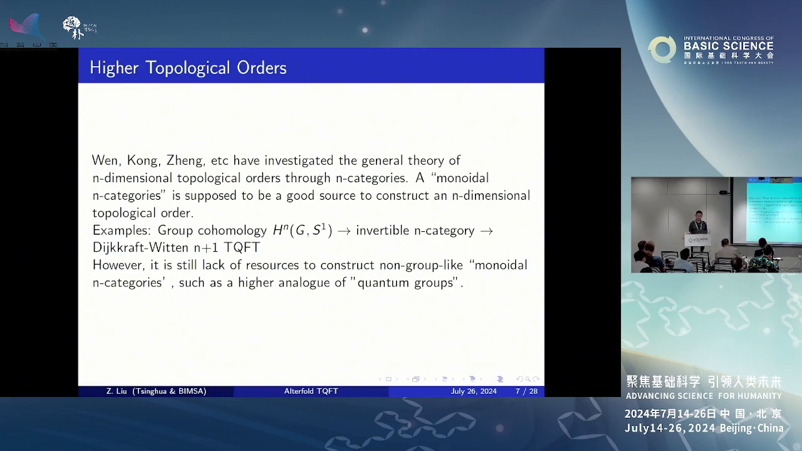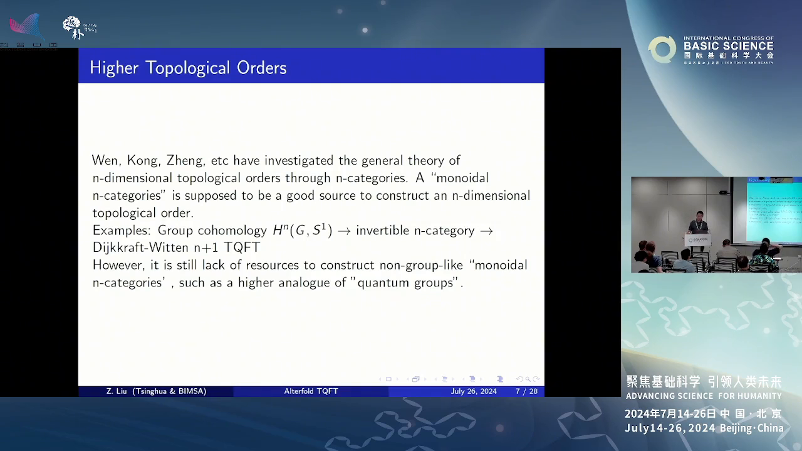Xiaogang Wen, Liang Kong, Zhenghan Wang, and many others have investigated the higher dimensional topological orders through n-categories, and in particular developed a very general theory. A monoidal n-category is supposed to be a good source to construct n-dimensional topological orders. These are highly entangled states on the lattice. There's no way to change them to a product state, the trivial state, by local transformations, because the topological invariant is a strong obstruction to making it a simple tensor product.